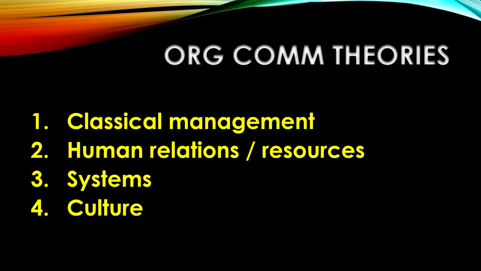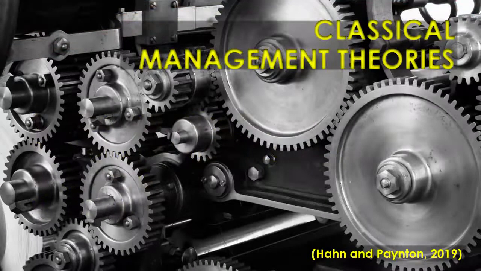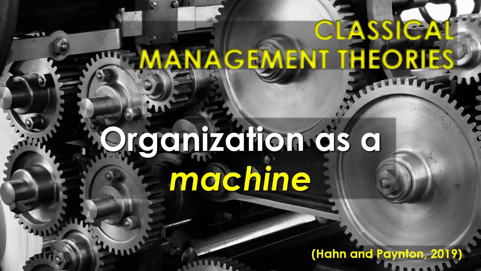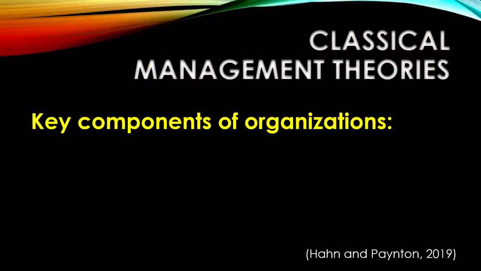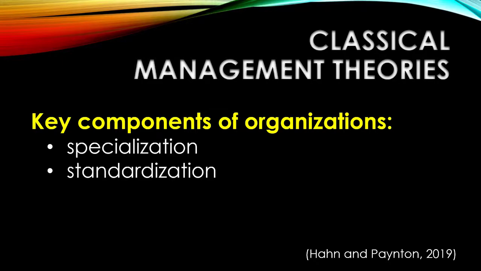The first theoretical perspective we're going to take a look at is classical management theories. And this theoretical framework uses a prevailing metaphor to understand what organizations are and how they work. And that's the metaphor of an organization as a machine. If you think about an organization the way that you might think about a machine, then the various components of those organizations will be essentially fulfilling the same kinds of functions as the various components of machines, especially with regard to specialization, standardization, and predictability.